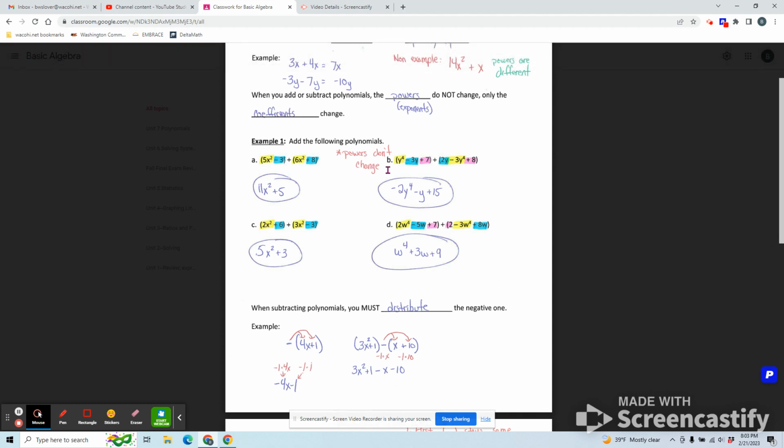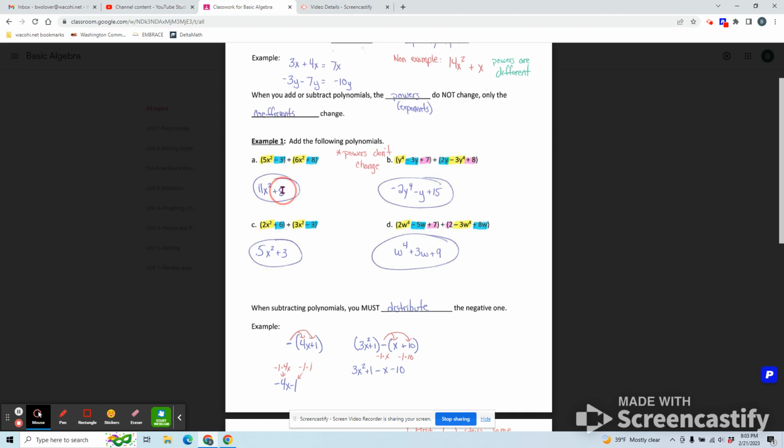Letter B, same idea. I highlighted my like terms. I have a y to the fourth minus 3y to the fourth. Remember, this y to the fourth does have a coefficient. Even though it's not present, it's there. It is a 1. So we're going to do 1 minus 3 to give us the negative 2y to the fourth. And then I have a negative 3y plus 2y. Well, that gives us a negative 1y or negative y. And then 7 plus 8 is going to give us 15.